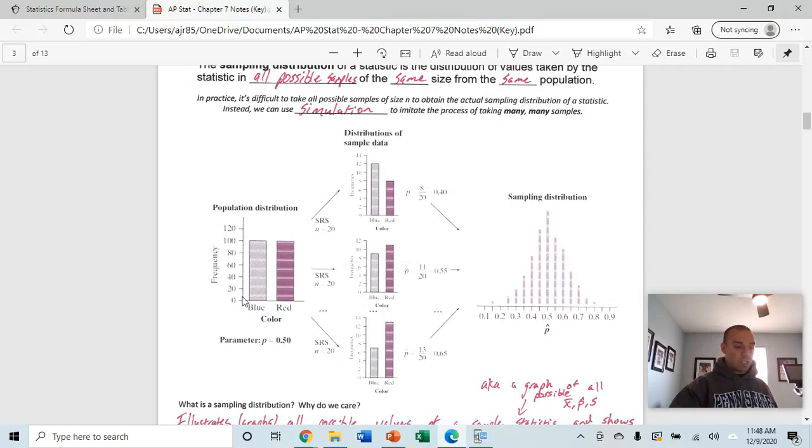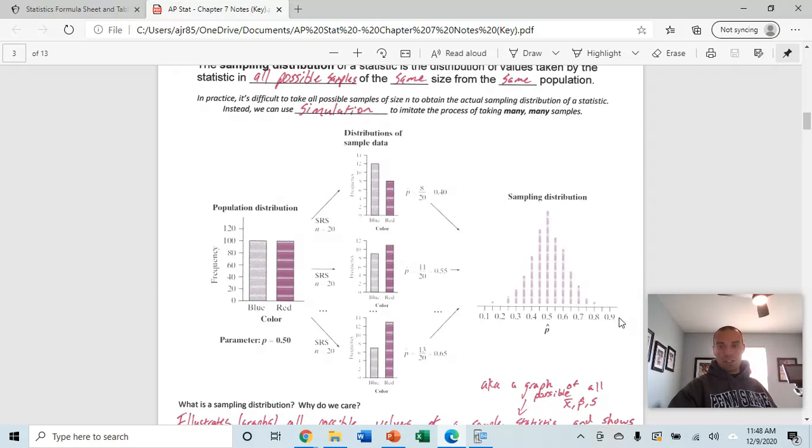Here's our population distribution. We've got 200 chips. 100 are blue and 100 are red. We're taking samples of size 20. So you might get a sample where 12 are blue and 8 are red. Or you might get 9 blue and 11 red. Or you might get 7 blue and 13 are red. These are all individual P hat values. We know that P, the actual proportion that are red, is split evenly 50-50.